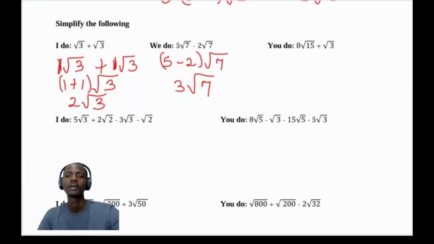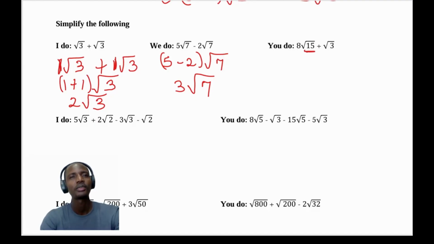So you do this. 8 root 15 plus 3 root 7. What do you have? Pause the video and attempt it. Okay. Do you have an answer? First, are they similar? Root 15.